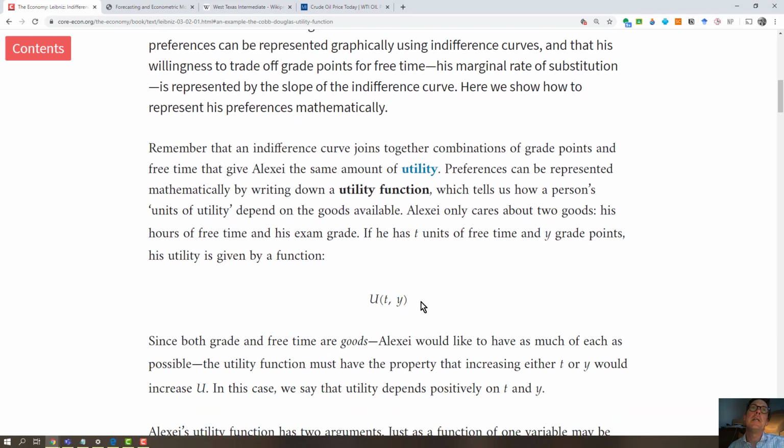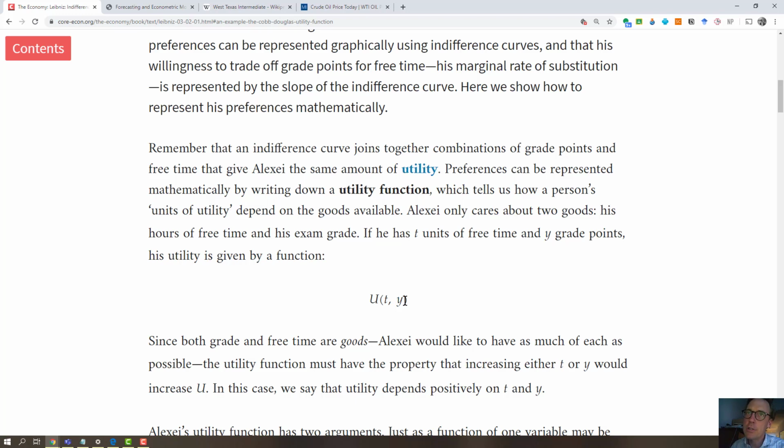You can see in the link that I'll share with this video some of the functions that we're going to examine this week. Now, they all follow this sort of format. This is trying to describe how U, the utility of something, depends upon T, the time, and say Y, the grade points. This is a person's utility function. It tells us that the person can spend time, and they can do that in aspiration of grades.